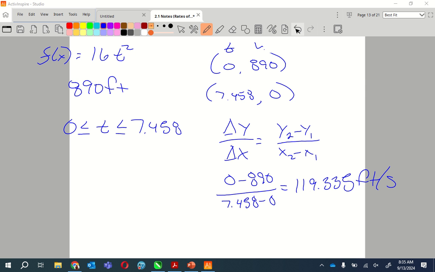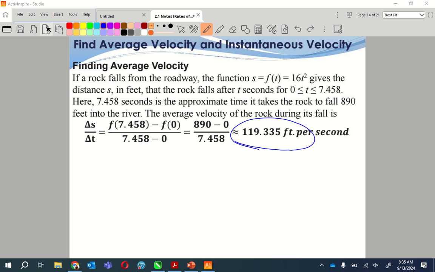Yes. Should be negative, right? Yes, it should be negative. Why should it be negative? Because it's taller. Yes. So, there we go. So yes, it is falling. It should be negative right there because it's going down. That's the average feet per second.